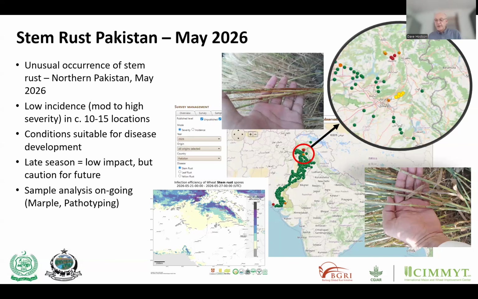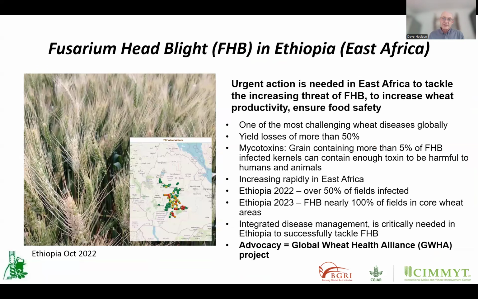Fusarium, another big concern. So we've seen this massive increase in East Africa. So basically epidemic levels in countries like Ethiopia. We've been flagging this for several years, and that advocacy with donors is now paying off. And we've been successful to obtain this Global Wheat Health Alliance project, which has got a clear focus on fusarium, but also blast. So that's some good news. There is investment around fusarium, but it's clearly needed.